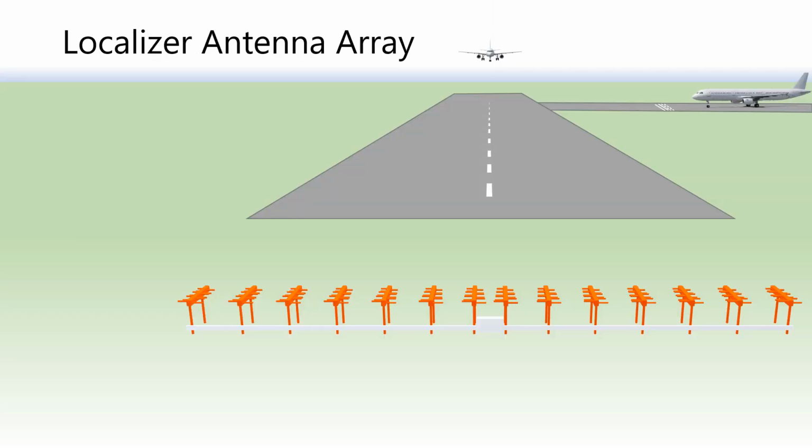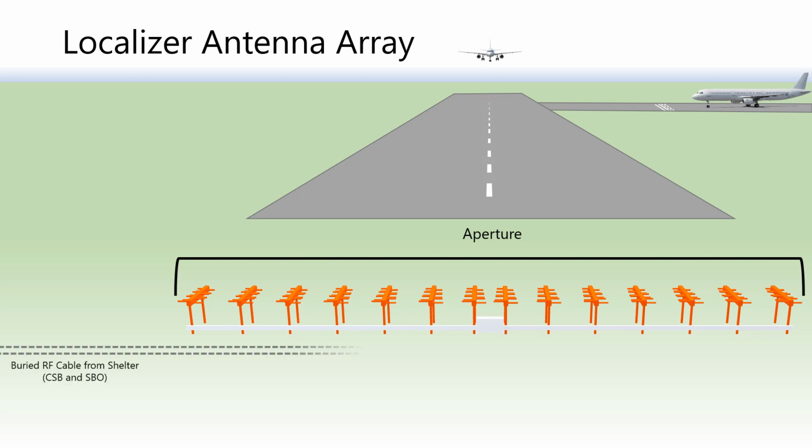Okay, so here we have a log periodic dipole antenna array, which is a 14-element array type. Some localizer antenna arrays could be only 8 or up to 20 antennas. This is referred to as the aperture of the array. And from the shelter, RF cables feed these systems, which consist of the CSB and SBO signals, which are buried underground, to the antenna distribution unit. Through the distribution unit, the CSB and SBO signals are distributed to the various antenna pairs at the proper phase and amplitude to form the localizer radiation pattern.